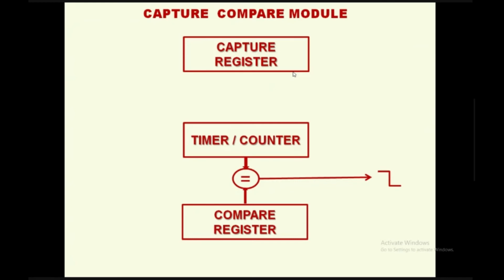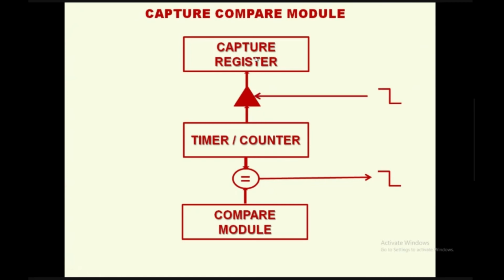So there is something like a capture register. The timer counter value is connected to the capture register through a tri-state buffer. Because it is a tri-state buffer, we have to enable it. Whenever we enable this tri-state buffer, at that moment, whatever the timer counter value is will be captured by this capture register. That is why it is named the capture register. So whenever there is a transition in the pin, the tri-state buffer will be enabled, and the timer counter value will be captured by the capture register. It's very interesting, right?